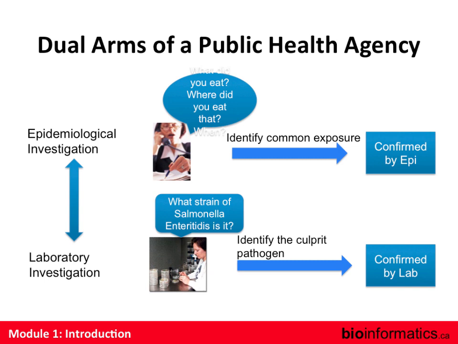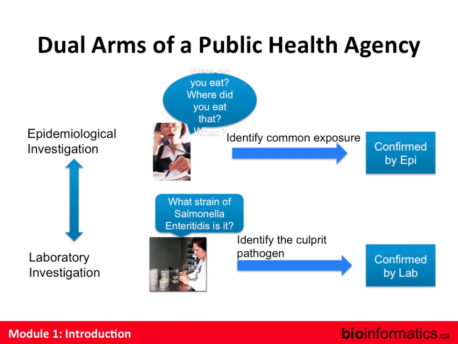There are commonly described two dual arms of a public health agency. First is the epidemiological investigation, interested in people, place, and time. For example, in a foodborne outbreak investigation, epidemiologists or environmental microbiologists might phone the patient up and ask what type of food was consumed, where was the food consumed, and when was the food consumed. Using epidemiological information, they try to infer a common exposure. If enough cases point to a common exposure, this is called confirmed by epidemiology.